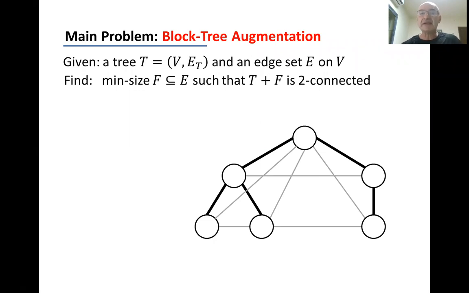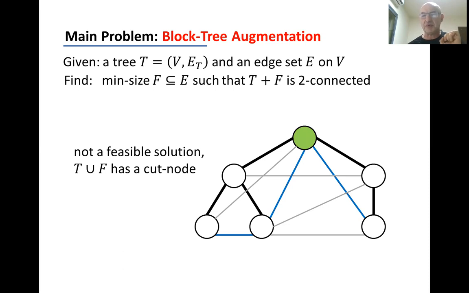The first problem that I will consider is called the block tree augmentation. In this problem, we are given a tree and an additional set of edges on the same node set. And the goal is to find a minimum size set of edges such that when added to the tree, results in a two connected graph. I would like to emphasize here that I am considering the node connectivity version of the problem and not the edge connectivity version. So we want a two connected graph and not just a two edge connected graph.